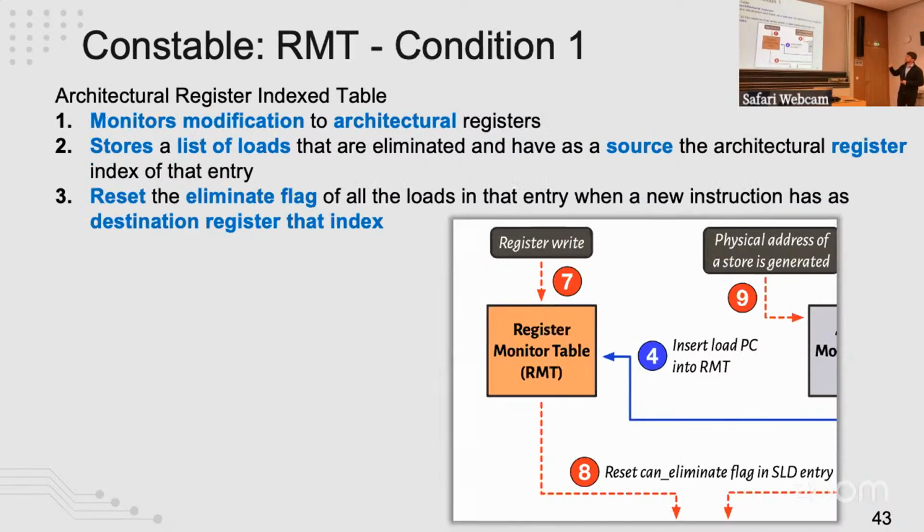Moving on, we have the register monitor table, which enforces the first condition. This is a table that is indexed using the architectural registers, and it monitors the modification to them. In each entry, it stores the list of loads that are eliminated and have as a source that specific architectural register. In the case of a new instruction having as a destination register that index, the RMT resets the eliminate flag for all the loads in that entry.